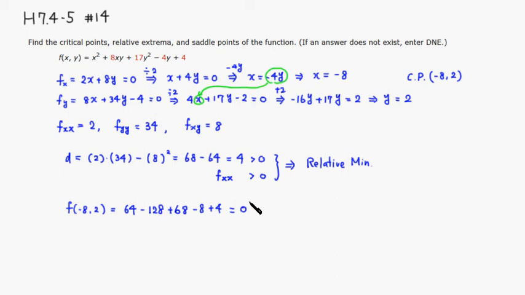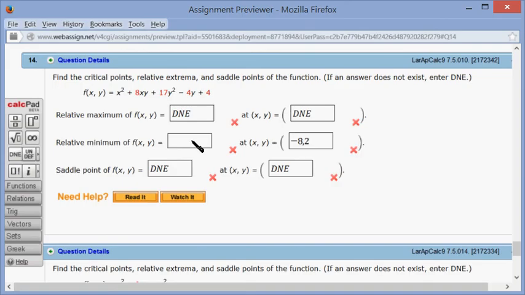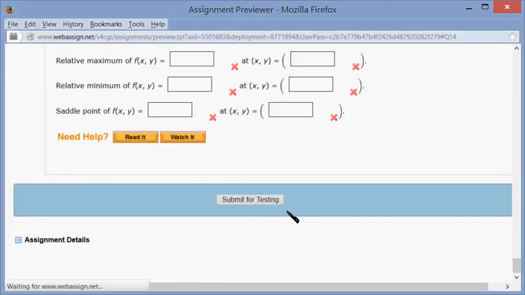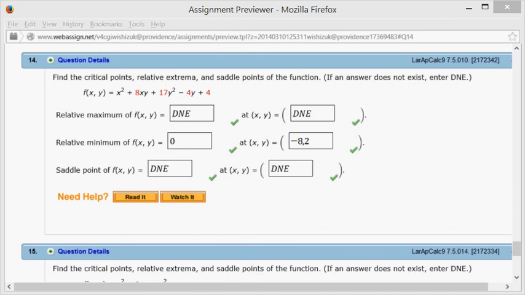Let's type that in. So the relative min value would be 0. Let's submit for testing. It came back and looks like we got all of these correctly. That's it. I hope that this was clear.